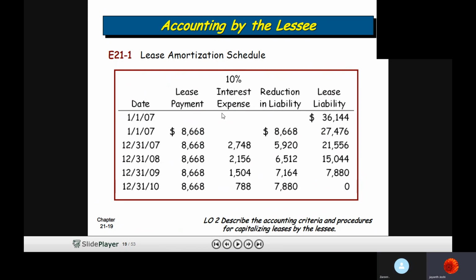And then the interest expense is 10%. This is the outstanding amount, isn't it? So what has happened is, this is a lease liability. The first payment is done on the first day of the year. This is immediately removed, reducing the liability to 27,476. And on this 27,476, we are going to pay interest of 10%. This is deducted from this.